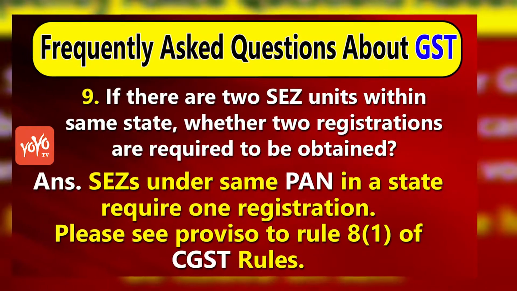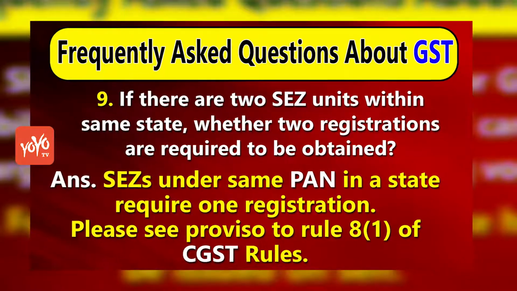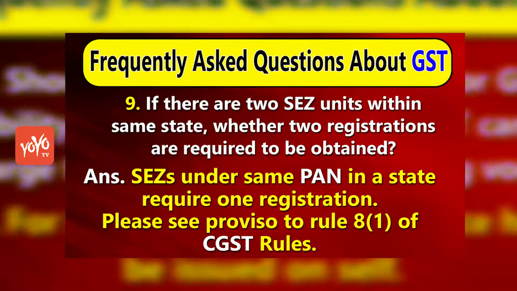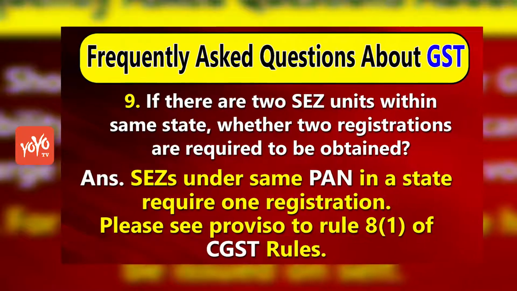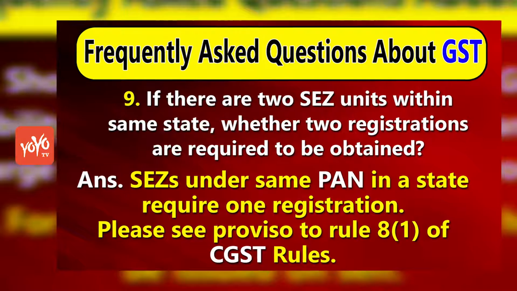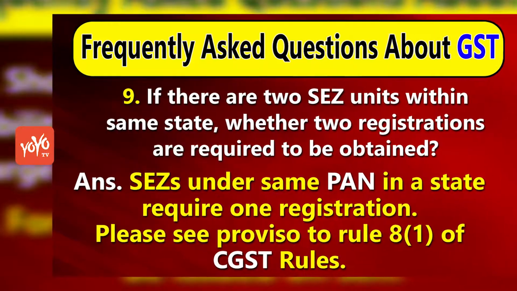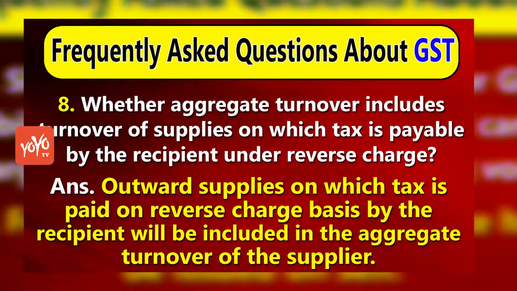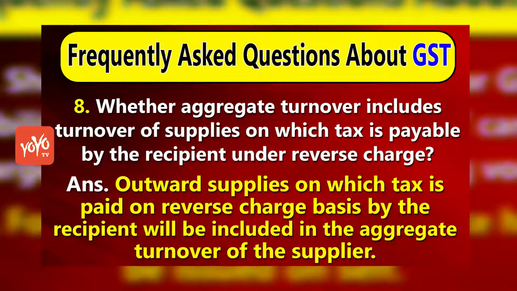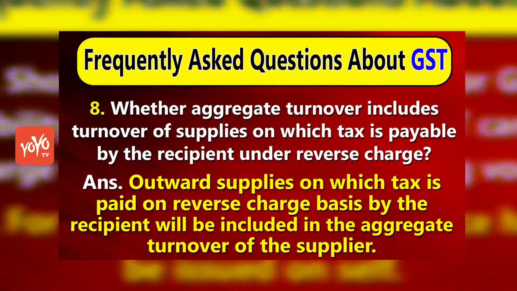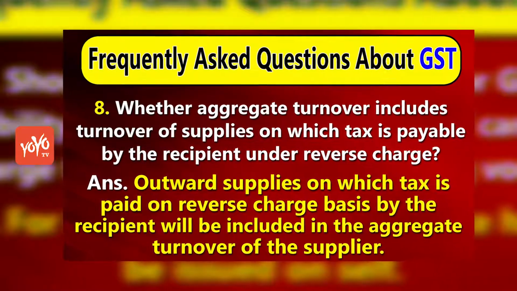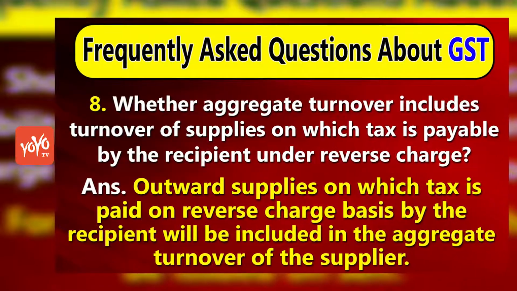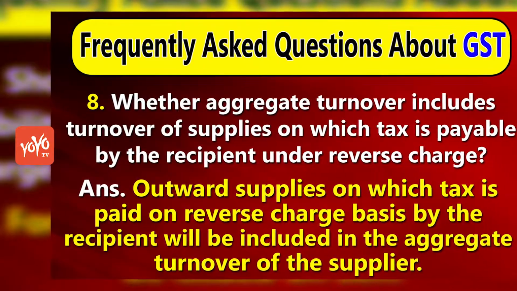Question: If there are two SEZ units within same state, whether two registrations are required to be obtained? SEZs under same PAN in a state require one registration. Please see proviso 2, Rule 8, sub-rule 1 of CGST rules. Question: Whether aggregate turnover includes turnover of supplies on which tax is payable by the recipient under reverse charge? Answer: Outward supplies on which tax is paid on reverse charge basis by the recipient will be included in the aggregate turnover of the supplier.